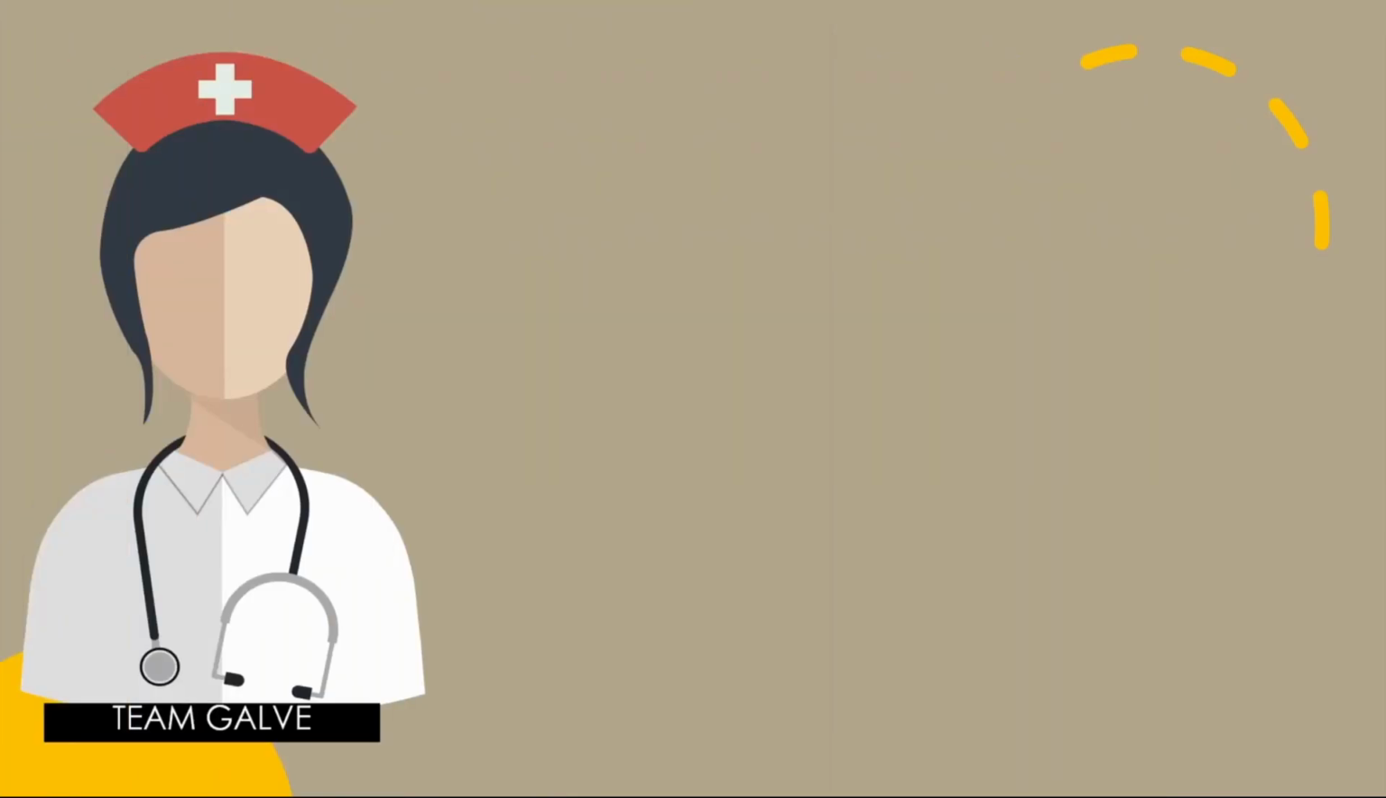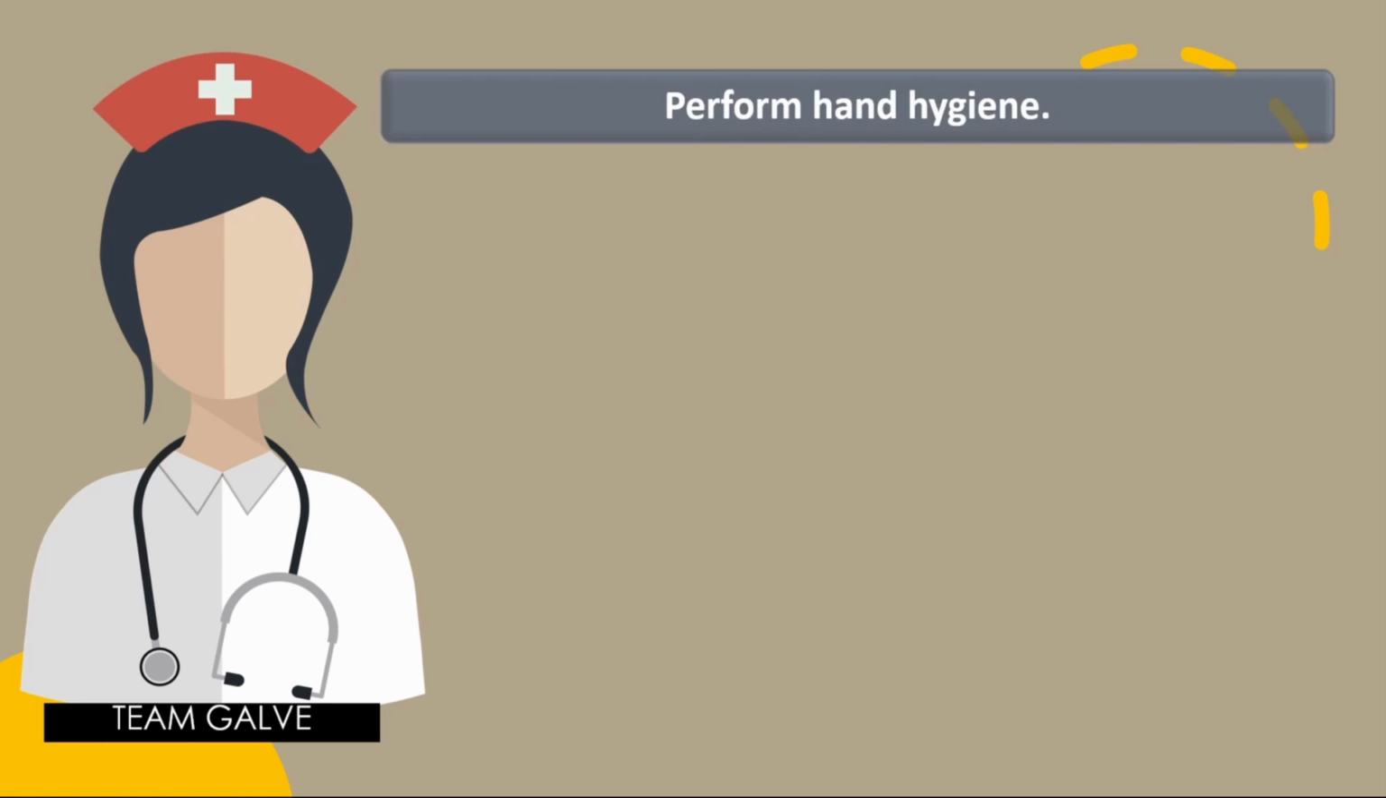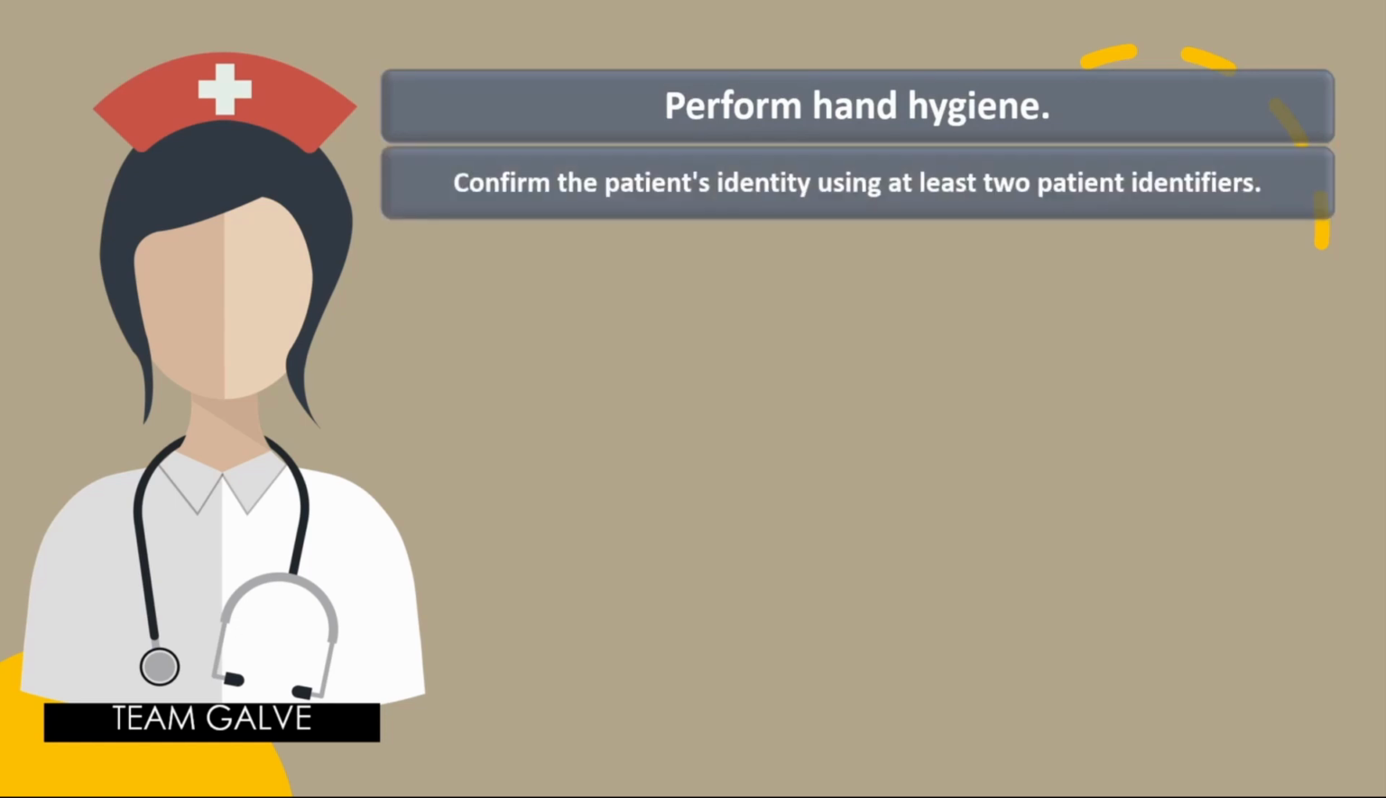What's the next thing that you're gonna do? Perform hand hygiene. Very important to prevent the spread of nosocomial infection. Confirm the patient's identity using at least 2 patient identifiers. In your facility, depende ito ha. Sa facility namin, general naman na ina-identify ang patient kapag conscious. You will ask your patients what's their full name. And then may ID band.